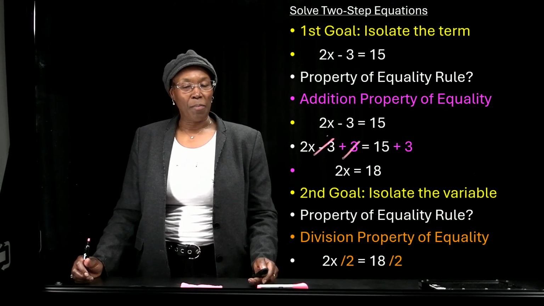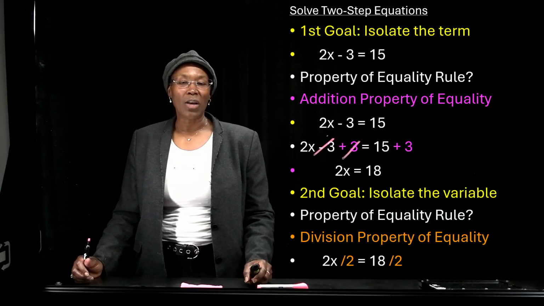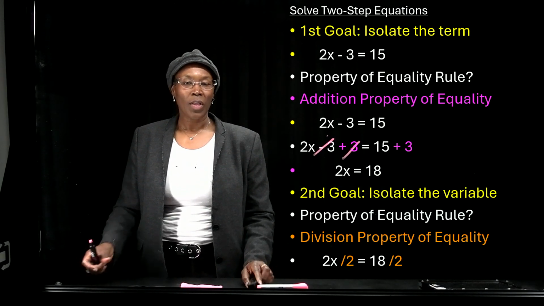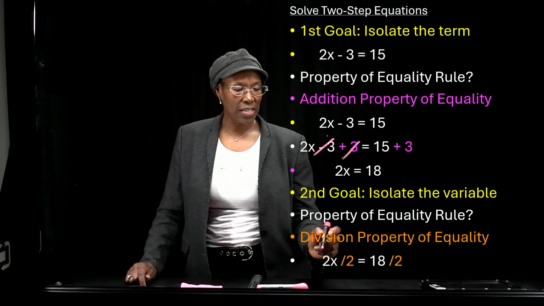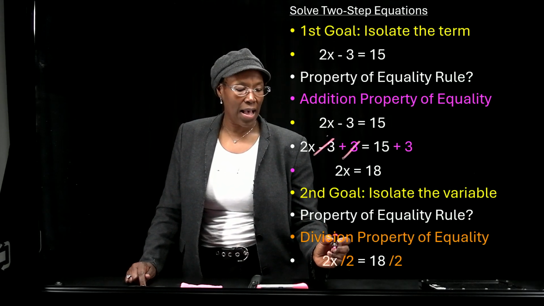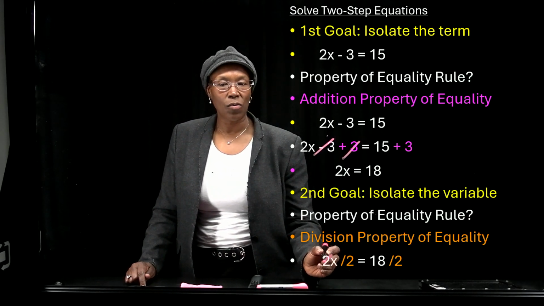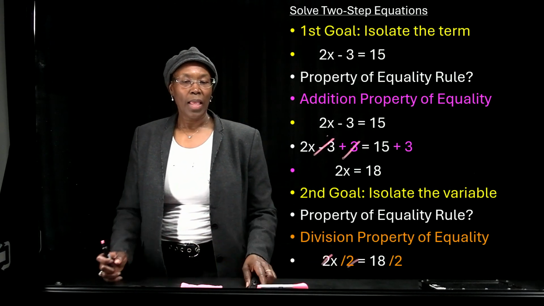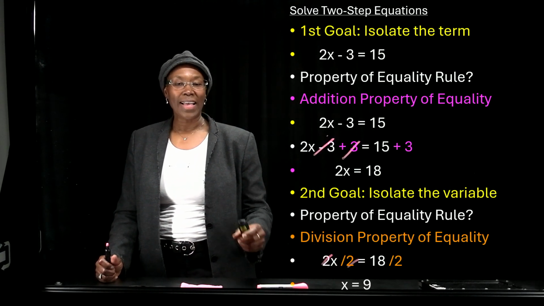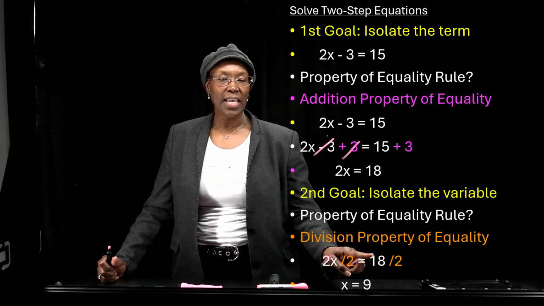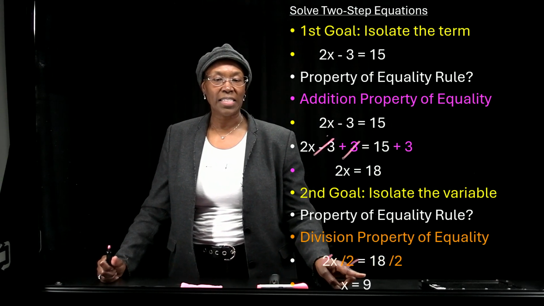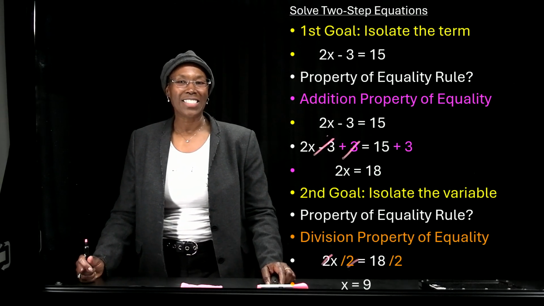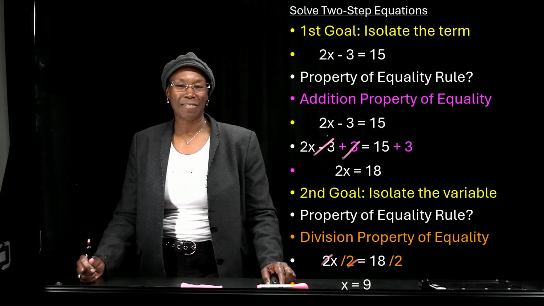So in applying the division property of equality, we're going to divide both sides by 2. Okay, once we divide both sides by 2, on the left side, my 2's cancel, and I'm left with x. And then 18 divided by 2 is equal to 9. Now I have just completed solving my two-step equation.